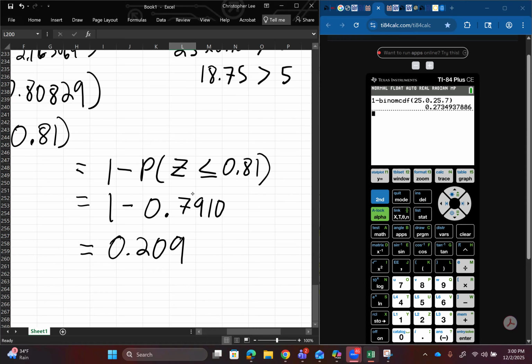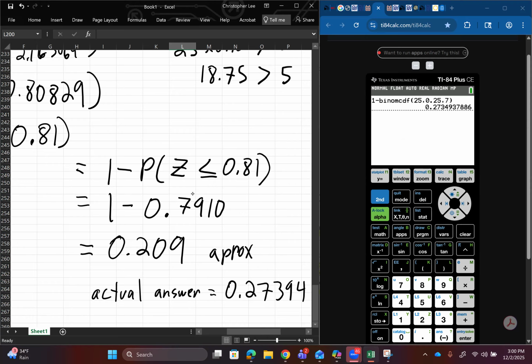So this is our approximated answer, right? And then this is the actual answer, 0.2739. I'm just gonna cut it off right there. I just ran out of space.